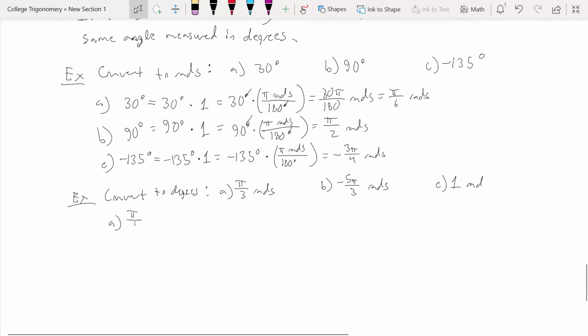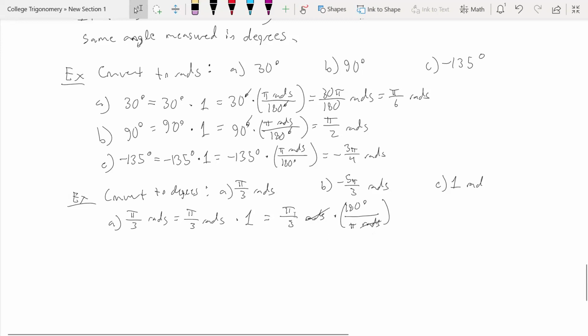So for part A, pi over 3 rads, right? We're going to be multiplying by 1 in a funny way. So this is pi over 3 rads times, you can look above where I have the formula up there. But remember, we just want to cross off radians, right? So we're going to divide by pi rads in order to do that. And so we have to say that pi rads is the same thing as 180 degrees. So we're multiplying by 180 degrees and dividing by pi rads because we want to cancel off the radians.